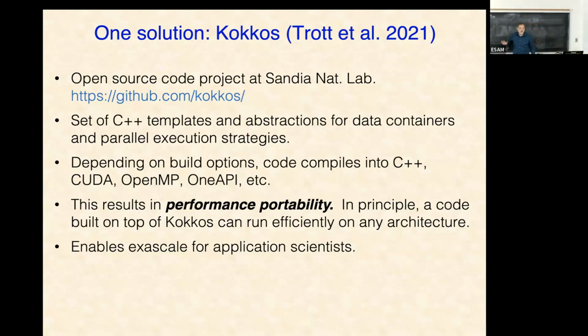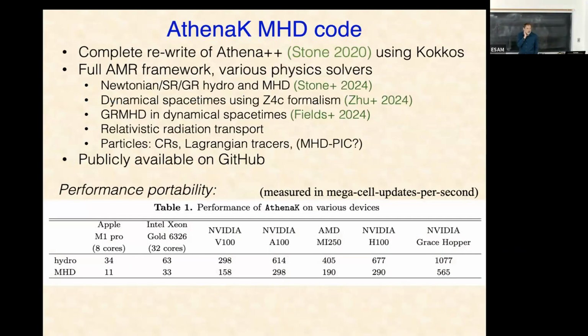So it gives you what's called performance portability. You run a single code and it works anywhere from your laptop to the biggest exascale computer. And so I've become a big fan of this. And the latest version of the MHD code I'm using, called Athena K, is a complete rewrite of this Athena code using Kokkos that enables it to run anywhere.